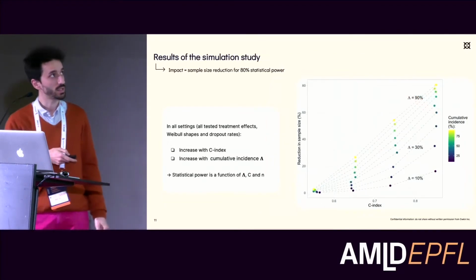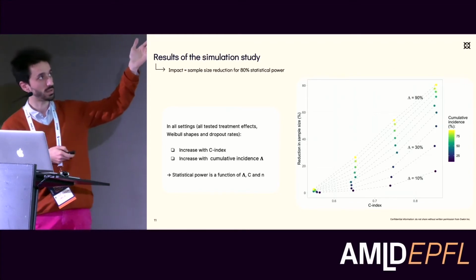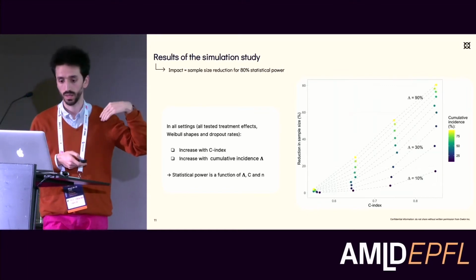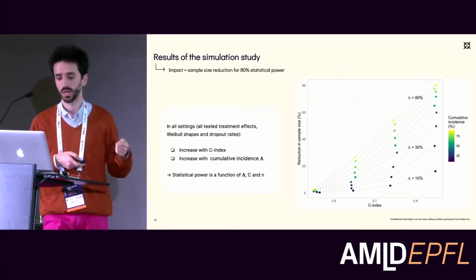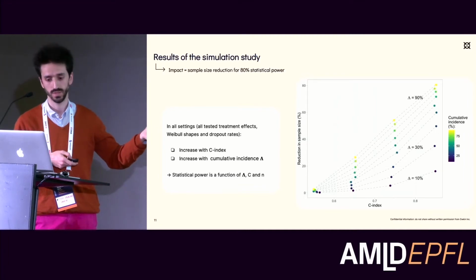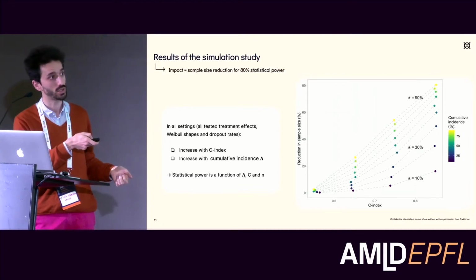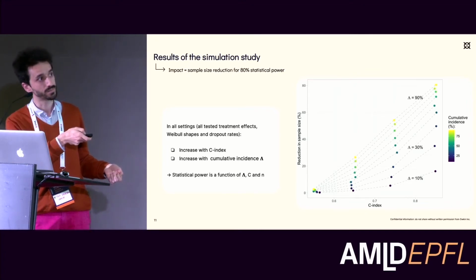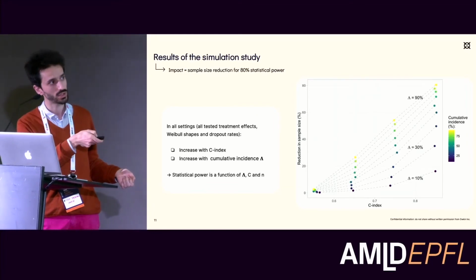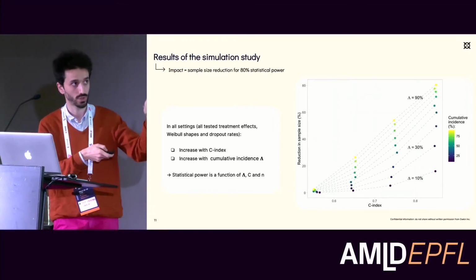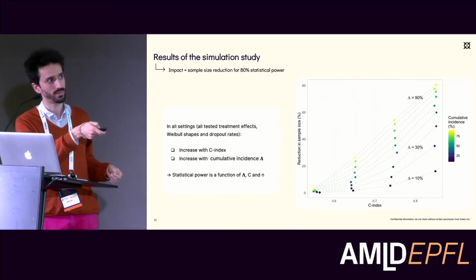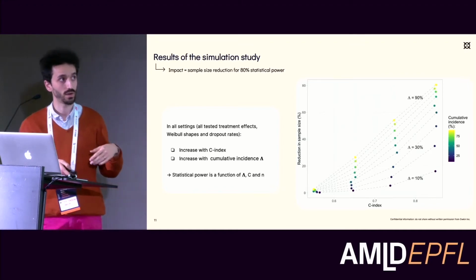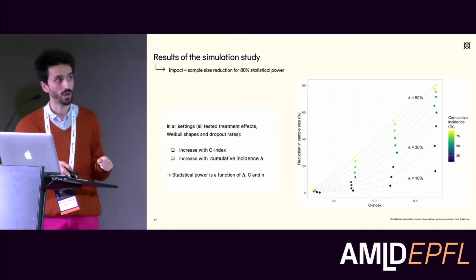And so these are the results. As I was telling you, the two parameters of interest are the C-index and cumulative incidence. The reduction in sample size increases both with C-index and with cumulative incidence lambda. So you can see here, we have the reduction in sample size, the C-index, and the colors code for the cumulative incidence. Here you have lambda equals 10%, here lambda equals 90%.